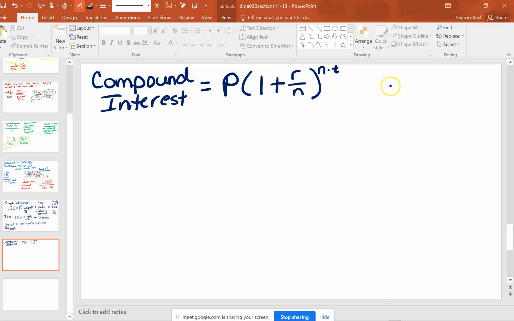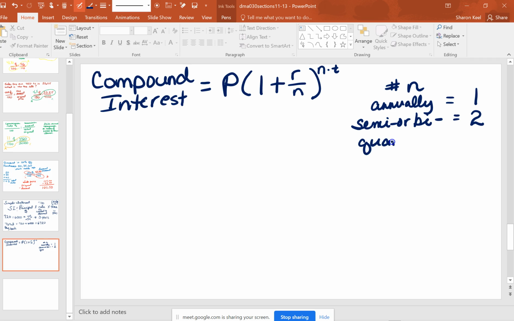Let me explain the n, the number. So if you have the word annually written, annually would be 1 time a year. If something is semi or biannually, that would be 2 times a year. If something is quarterly, it would be 4 times a year. And if something is monthly, that would be 12 times a year.